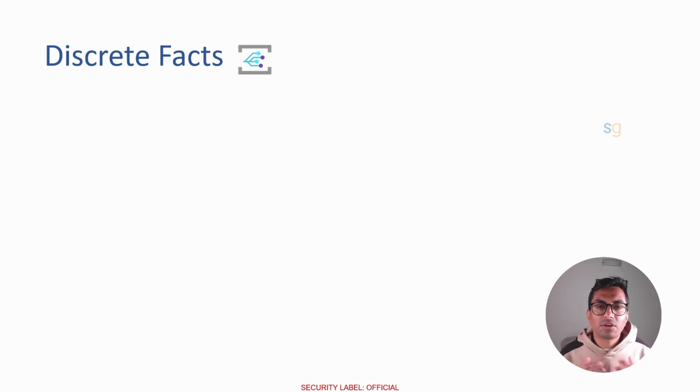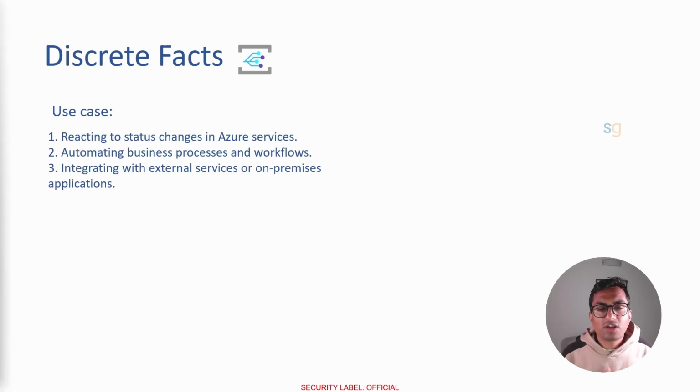Event Grid is all about reactive programming. It allows you to build applications that react to events happening in your application or even in other Azure services. It is like an automatic trigger mechanism for certain events. And the common use cases are reacting to status changes in Azure services, automating business processes and workflows, integrating with external services or on-premises applications.